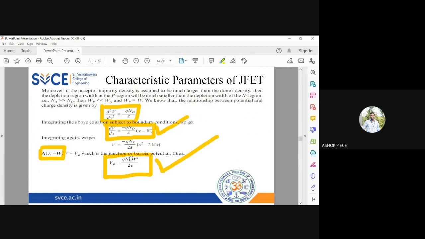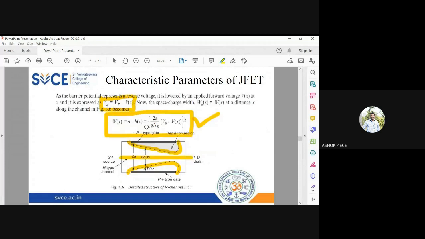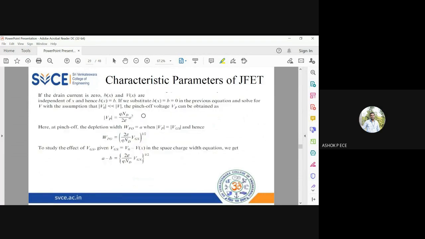See, this same thing, the barrier potential you take, but you are substituting W equal to A. So at the starting, the width is A, correct? So I'm at the beginning of the depletion region, I'm substituting W equal to A. That is going to be my pinch off voltage. So pinch off voltage Vp equal to QND by 2 epsilon into A square. This equation we got from the barrier potential equation.